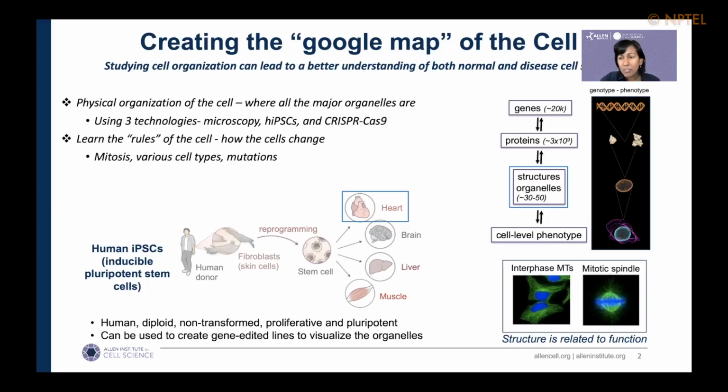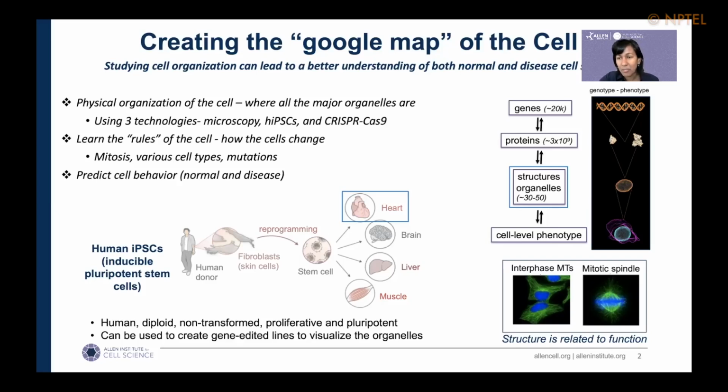Okay, so for our model system, we are studying things like mitosis, differentiation, and mutations, because these are opportunities for cells to change and for us to observe how the cells go about these changes by looking at the major structures of the cell within a cell.